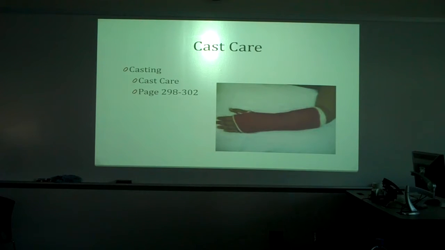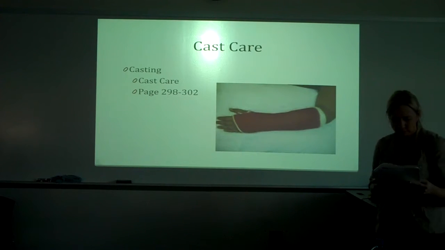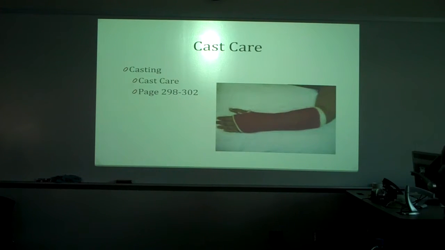You want to assess the temperature of the extremity for heat, and this is to assess for infection. If there's a wound present, this can be monitored through what we call a window in the cast, which is an opening that they'll leave so you can monitor that wound. Assess for drainage. You can cover areas of cast with plastic to prevent soiling.